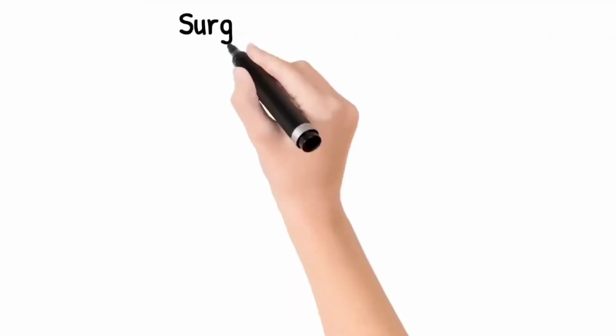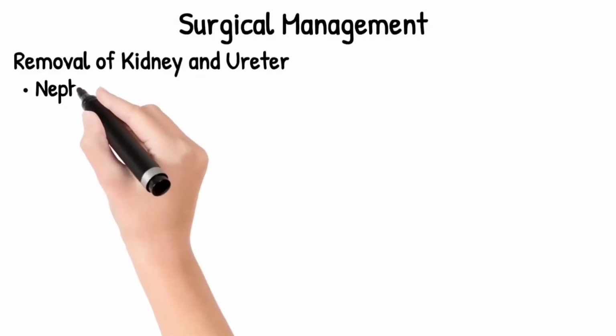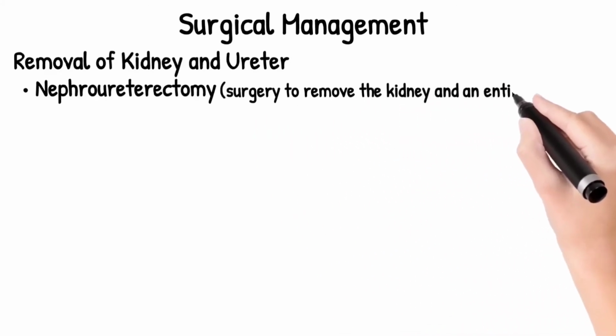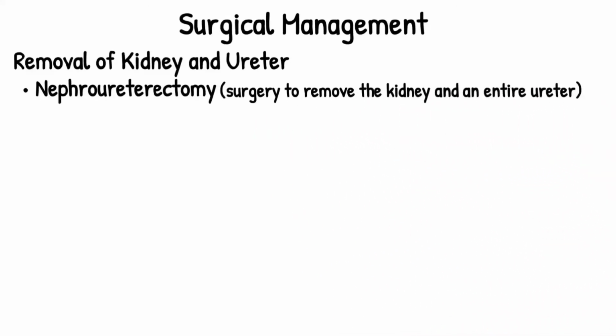For the surgical management, first we have the removal of the kidney and ureter. The majority of upper urinary tract cancers are treated with nephroureterectomy, which is surgery to remove the kidney and entire ureter. The radical form involves removing nearby lymph nodes and tissue as well.